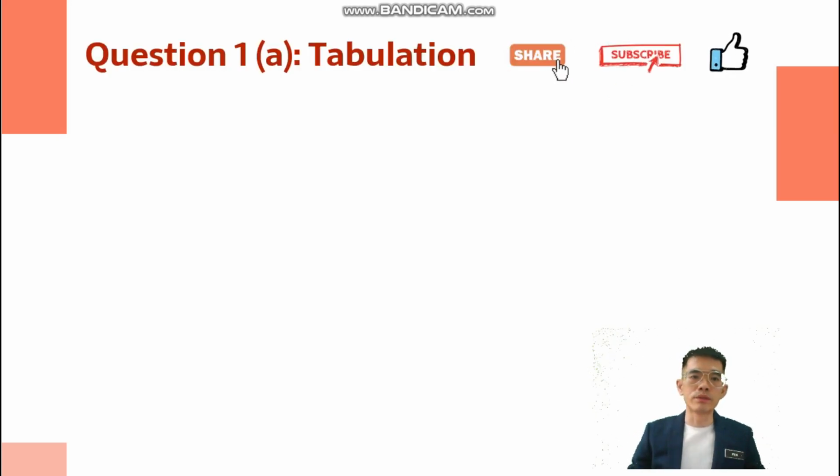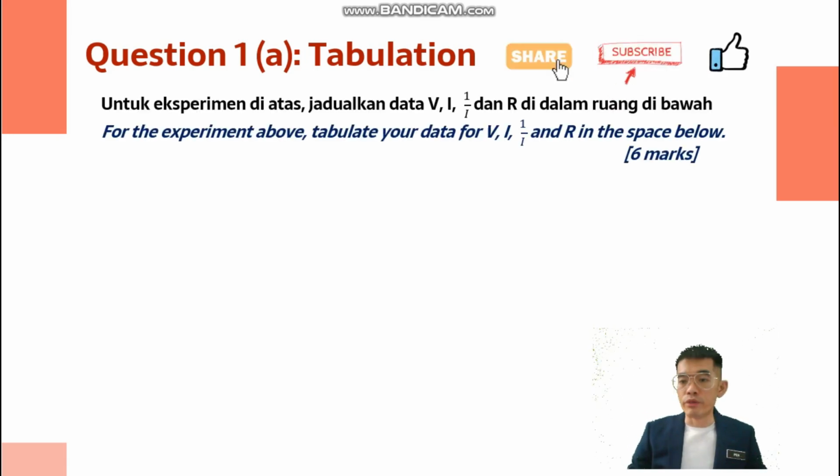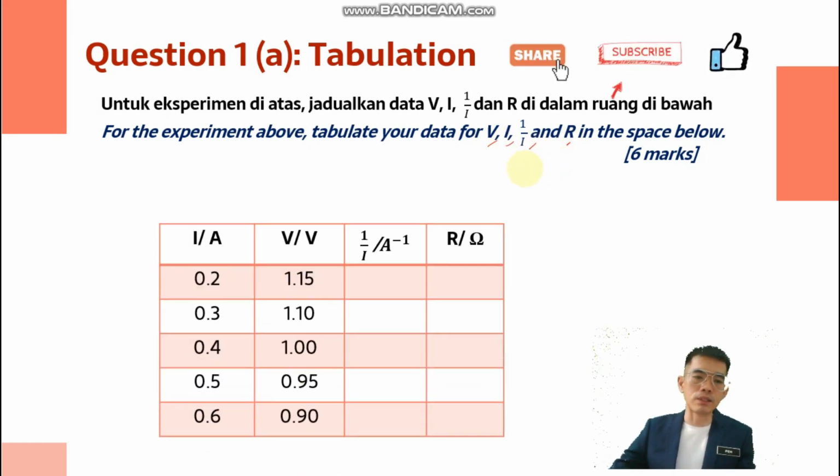So question number 1 normally will be tabulation. Here we read the question together. What is the instruction given for the question? In the experiment above, tabulate your data for value V, I, 1 over I and R. So you have to tabulate these 4 physics quantities in the space below. Basically, you have to make a table like this.